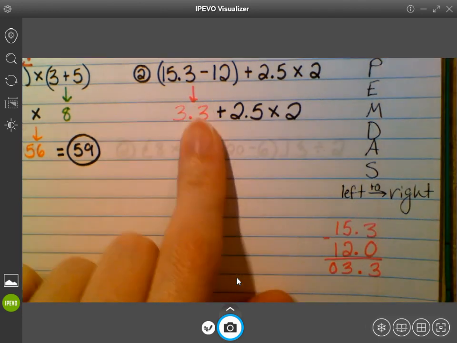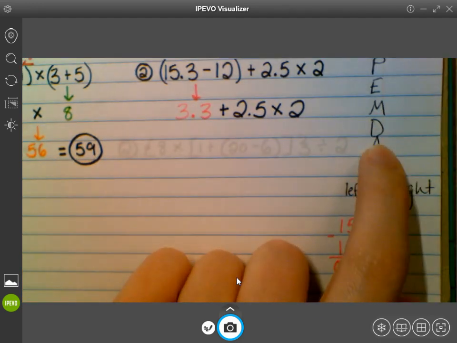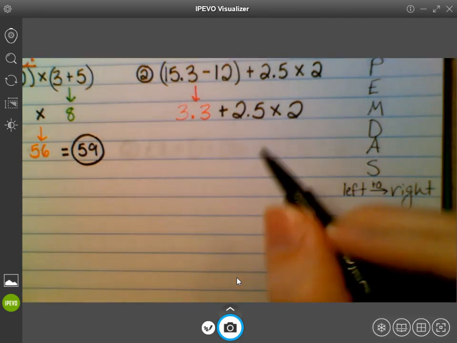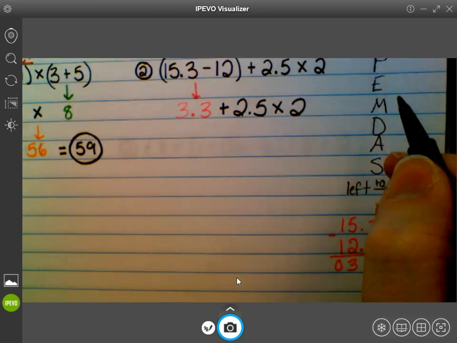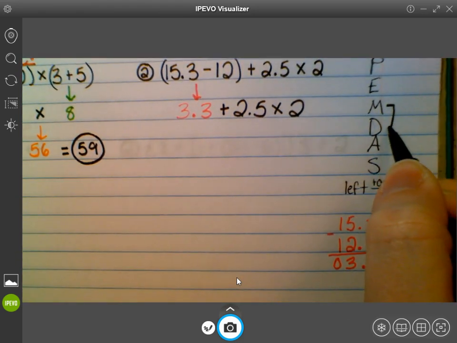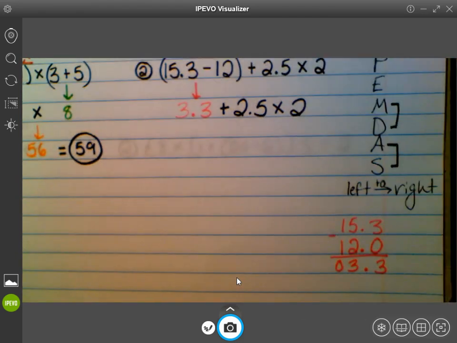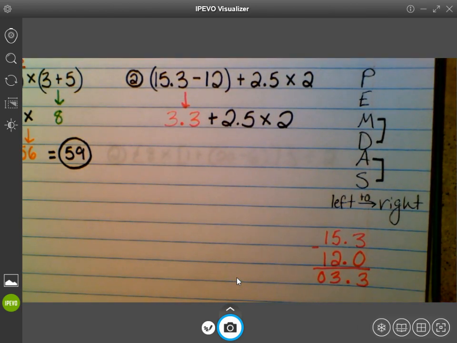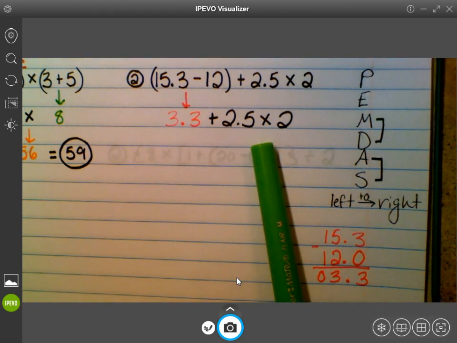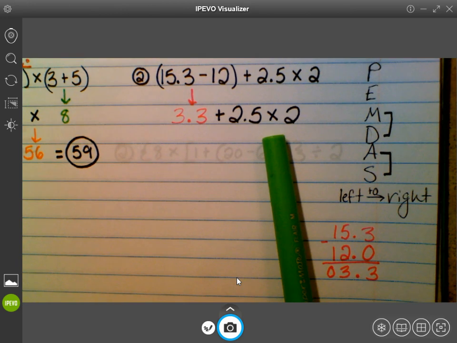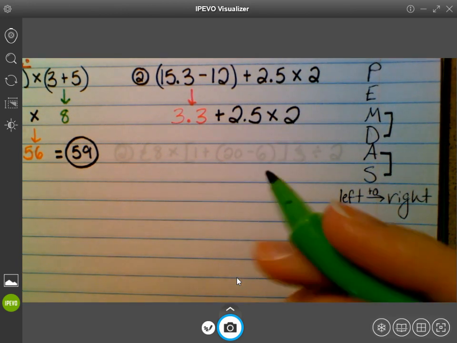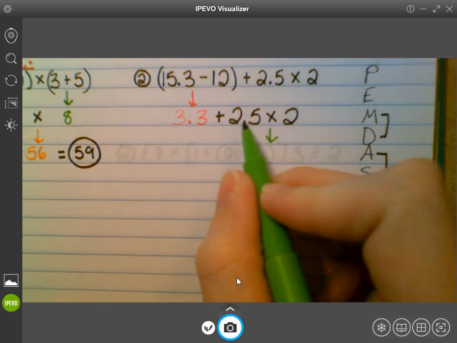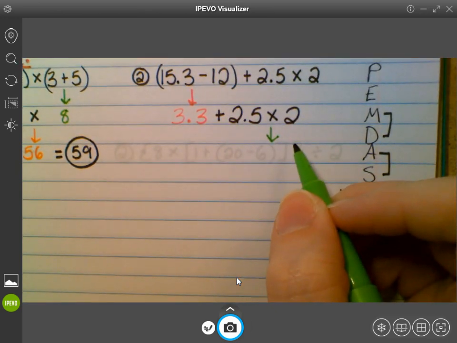Exactly. There are no exponents here. So, multiplication and division. In fifth grade, when you write out PEMDAS, I just forgot to do this. I like to go like this, just to remind myself that we group them together. I completely forgot to do that. Okay, so multiply and divide. Now, I just have one multiply or divide symbol, right? Okay, so that means I need to now multiply 2.5 times 2, right?